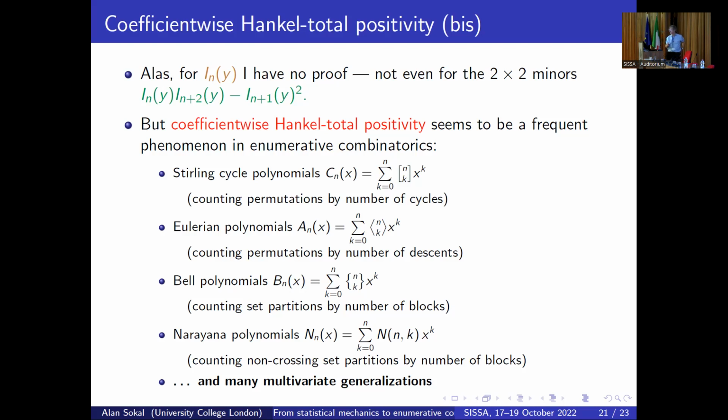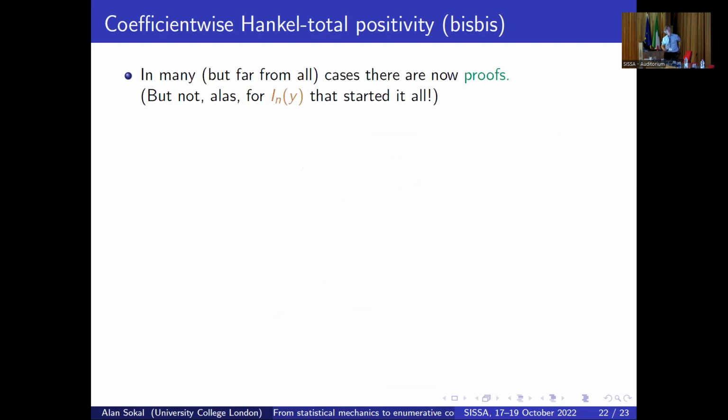And you can make multivariate generalizations where you look at several different statistics and you introduce several different variables conjugate to them. There are many, many cases where coefficient-wise Hankel-total positivity seems to be true. And in some cases, there are now proofs. But alas, not for the case that started it all. I find this embarrassing. The place where I first discovered the phenomenon of coefficient-wise Hankel-total positivity was I_n of y. This now seems to be one of the cases that I understand the least.